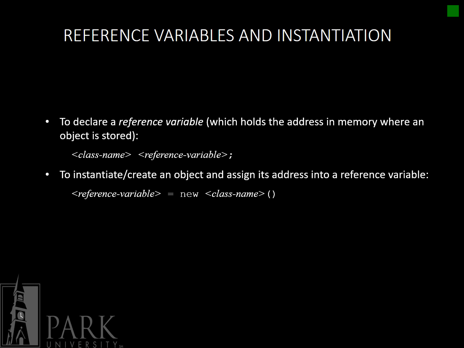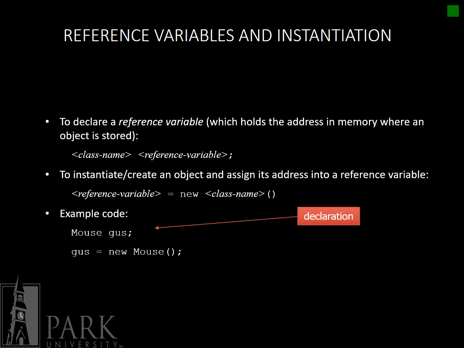So let's take a look at a concrete example of this. Here we are declaring a reference variable called Gus, and then we are instantiating it with a new mouse object and assigning the memory location of that new mouse object to the Gus variable, right? And just as we've seen before, we can combine these two steps into a single initialization step.